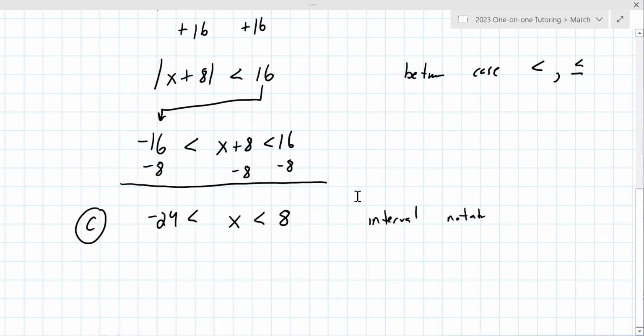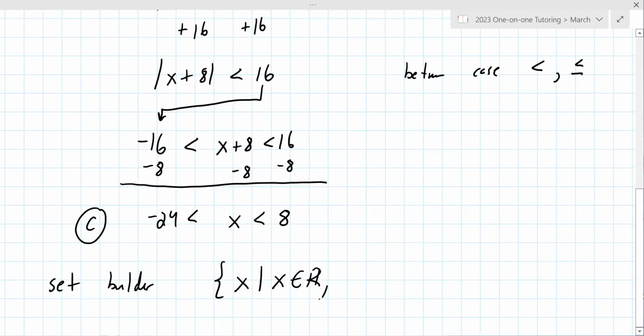Let's do set builder first. Set builder is {x | x ∈ ℝ, and then you put that inequality} in the curly braces. So that's set builder notation.